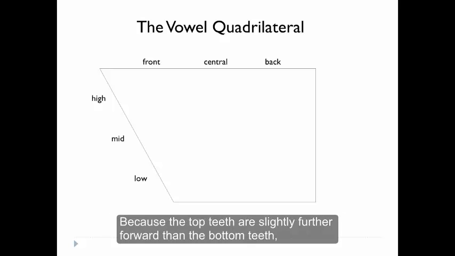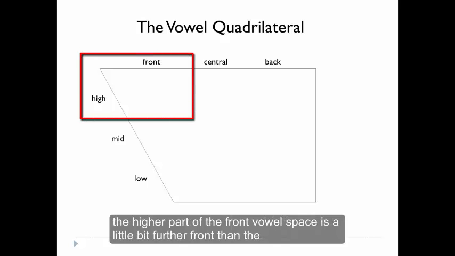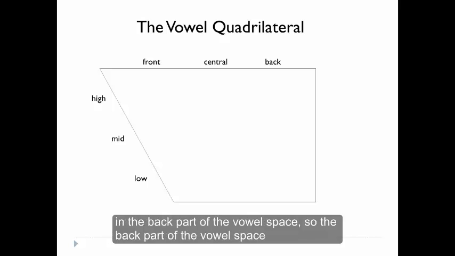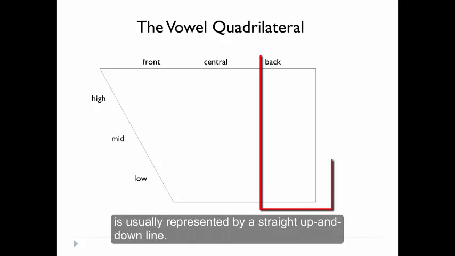Because the top teeth are slightly further forward than the bottom teeth, the higher part of the front vowel space is a little bit further front than the lower part of the front vowel space. There's not so much of this kind of variation in the back part of the vowel space, so the back part of the vowel space is usually represented by a straight up and down line.